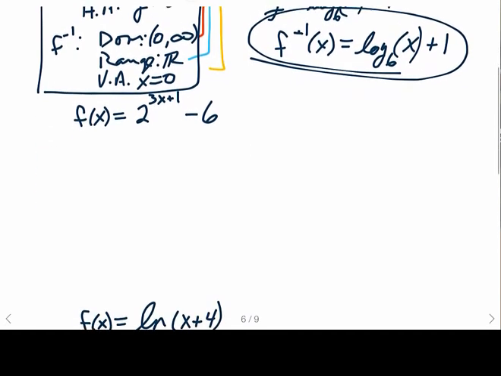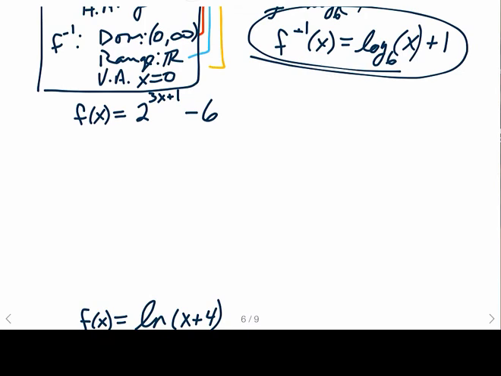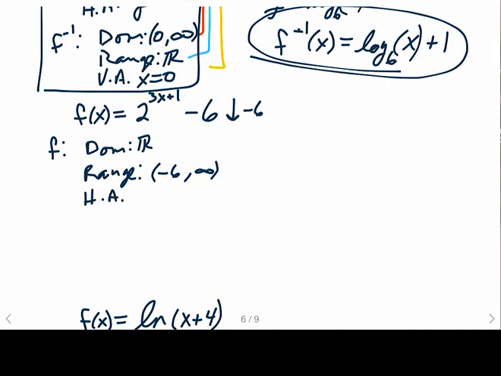I don't know how clear that was, so we're going to do another one. f of x is equal to 2 to the 3x plus 1 minus 6. First, we're going to look at the domain, range, and asymptote for f. We have a domain of all real numbers, because that's true of exponential functions. We have a range that is going to be negative 6 to infinity, because the negative 6 means it's a vertical translation down of 6 units. So that's going to affect the range. It also affects the horizontal asymptote, which in this case is y equals negative 6.